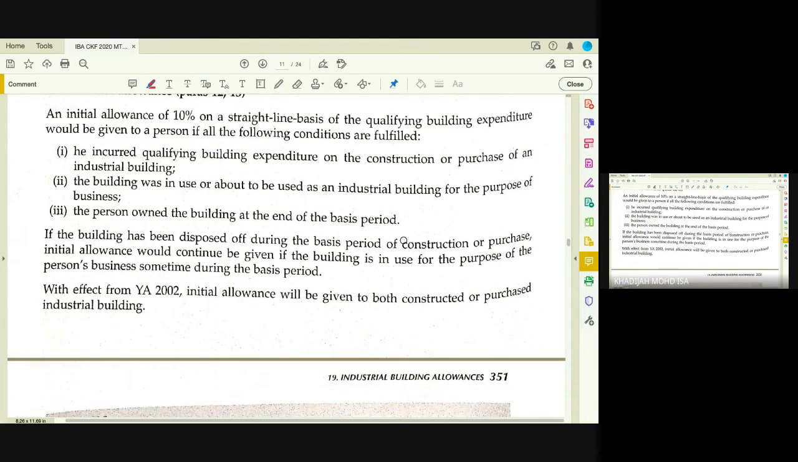However, there's a special case for initial allowance. If the building has been disposed of during the basis period of construction or purchase, it means that you incur the capex in 2020, but at the end of 2020 you dispose of it. If before disposal you have used the building as an industrial building, then you can claim initial allowance, even though at the end of the basis period you are no longer the owner of the building. Because the building has been used for industrial building purposes, you can claim initial allowance.